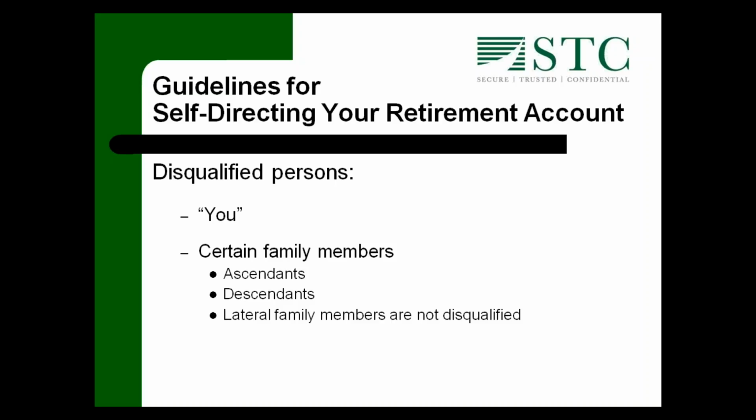Ascendants and descendants are disqualified, so parents, grandparents, great-grandparents on up the line, and children, grandchildren, great-grandchildren on down the line are all disqualified persons to your retirement account. However, lateral family members are not disqualified. That means brothers and sisters, aunts and uncles, nieces and nephews, first, second, 12th cousins. All of those parties are not disqualified, and your retirement account can do a direct transaction with them.